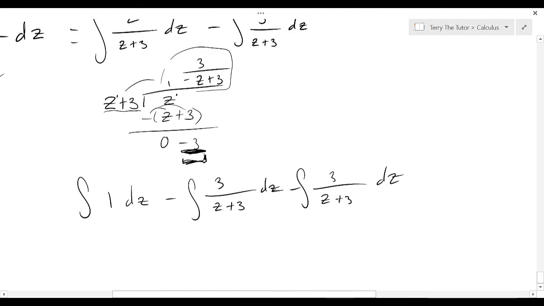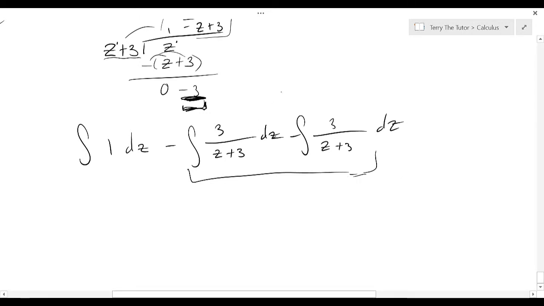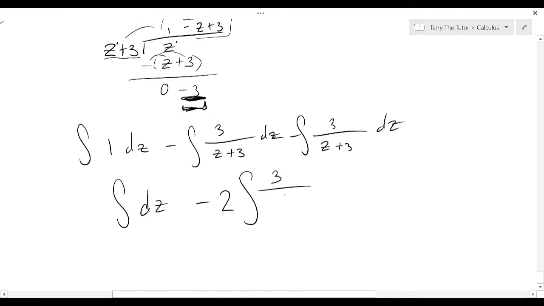Because these are the exact same, I'm just going to combine them. For example, if I've got negative x minus x, that's equal to negative 2x. I can combine them. These, while a little bit longer than x, are still the exact same, so I can combine them in the same way. So I wind up with the integral of dz minus 2 times the integral of 3 over z plus 3 dz.